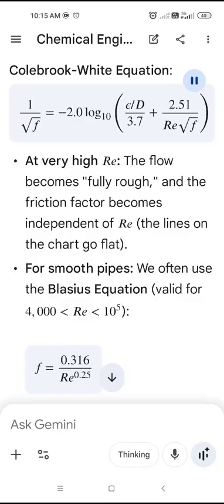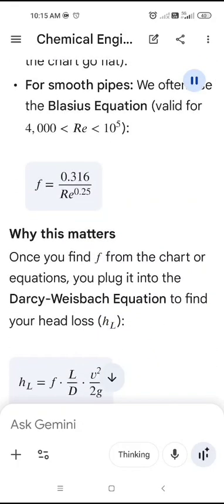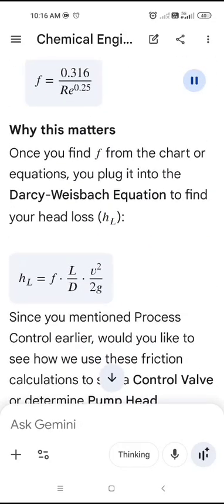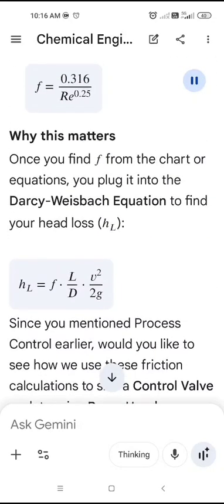For smooth pipes, we often use the Blasius equation, valid for 4000 less than Re less than 10 to the power of 5. Why this matters: once you find f from the chart or equations, you plug it into the Darcy-Weisbach equation to find your head loss, h_L.